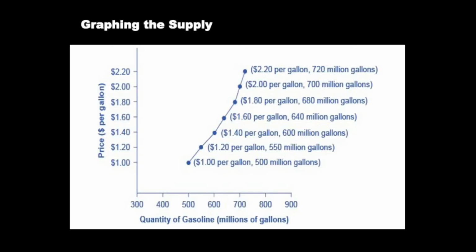Graphing the supply curve. The supply curve S is created by graphing the points from a supply schedule and then connecting them. The upward slope of the supply curve illustrates the law of supply, that a higher price leads to a higher quantity supplied, and vice versa.